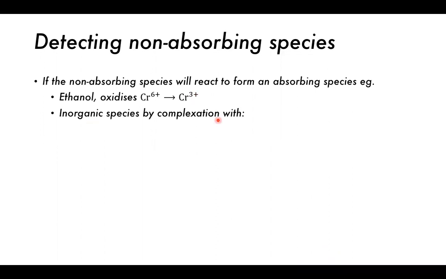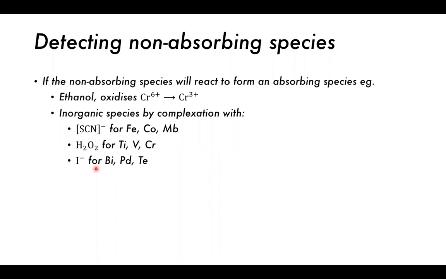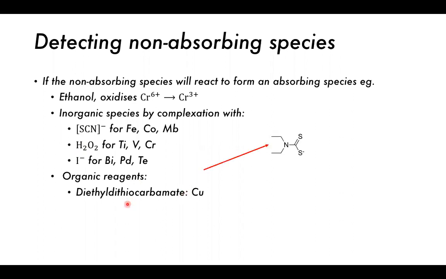Inorganic species may be complexed with things like thiocyanate. So we can use inorganic anions to coordinate here, and that can create a charge transfer complex, which can in fact lead to absorbance in the UV-Vis. Treating titanium, vanadium, or chromium with hydrogen peroxide, iodide for bismuth, palladium, and tellurium. Organic reagents can be used to complex our metal ions. For example, if we have copper, we might want to use diethyl dithiocarbamate. So here is something which could coordinate to copper.